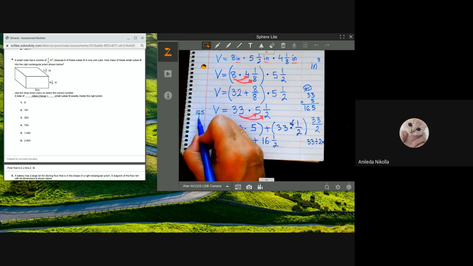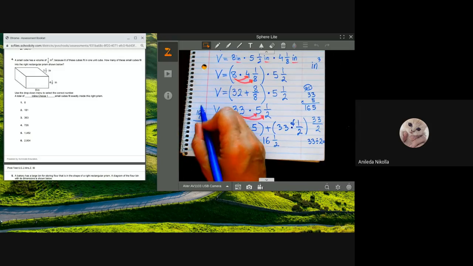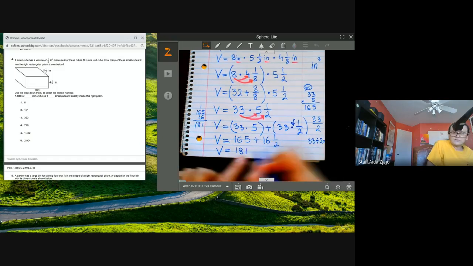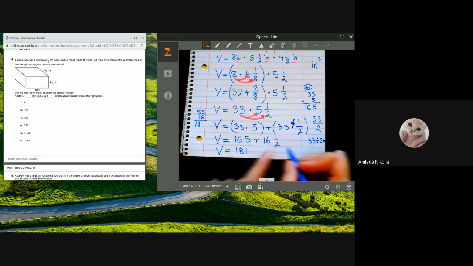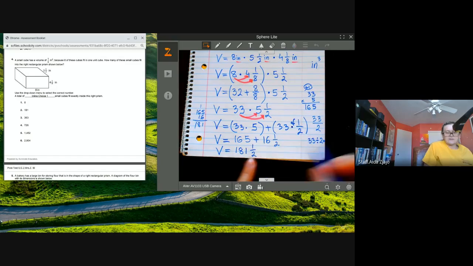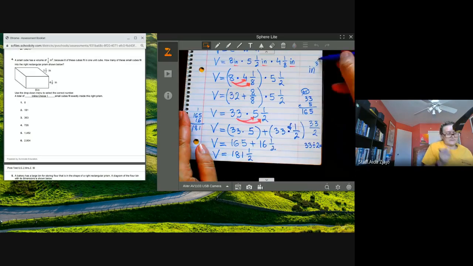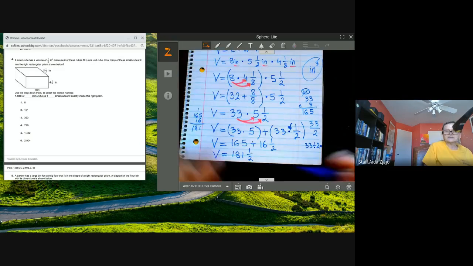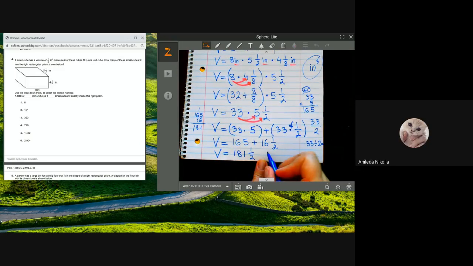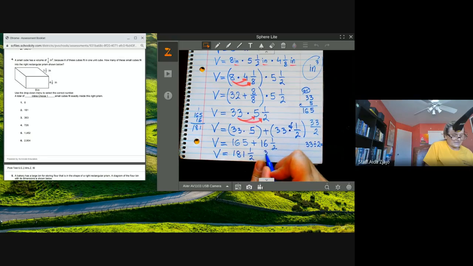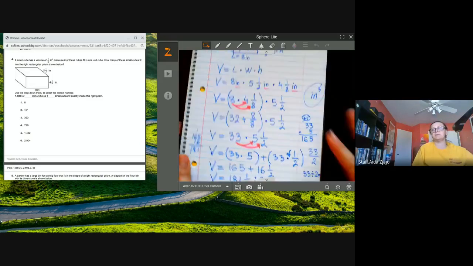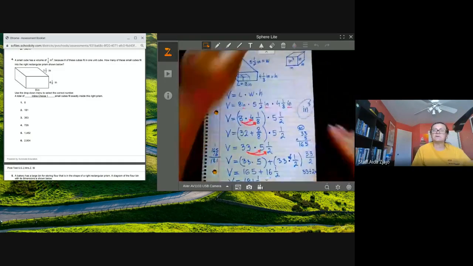I found out if you add it, it's 181. Bravo. 181. And what? Don't forget the pieces. And 1/2. And what is the value? We were multiplying inch by inch by inch, and that is cubic inches. Bravo, that's right. Cubic inches.